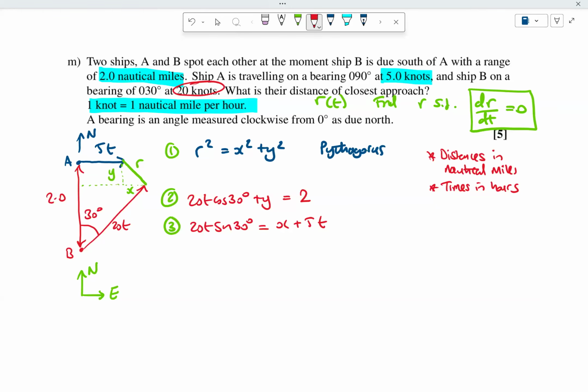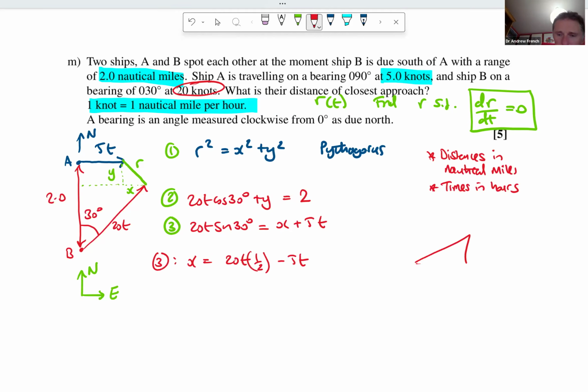Yes, fantastic. So let's go and do it. Firstly, we want to substitute for x and y. So what do we got? For equation 3, we've got x is 20t, and now we'll have sine 30 is a half. So let's simplify that, minus 5t.